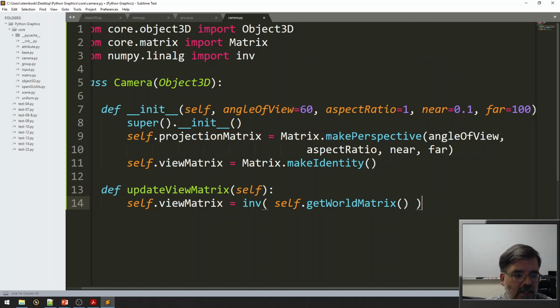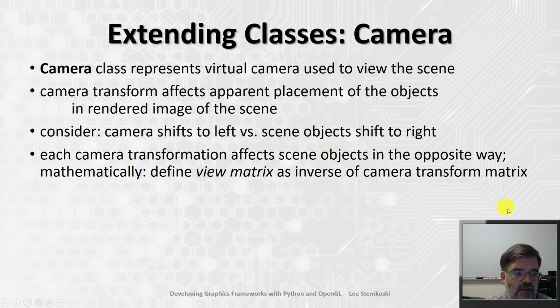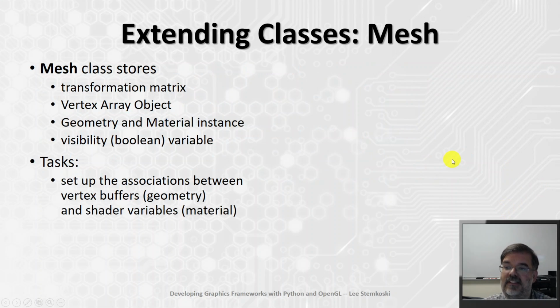Now, one more class I'd like to write the code for while we're here, since we're extending the 3D objects. I'd like to set up the mesh class. Again, since mesh extends the Object3D class, it stores a transformation object. It's going to store instances of geometry and material objects, which we will create in a future video.